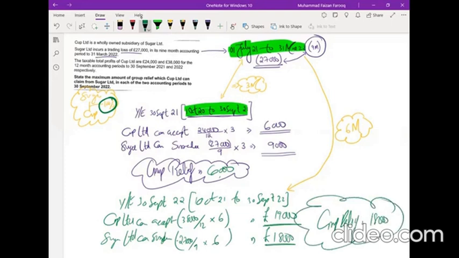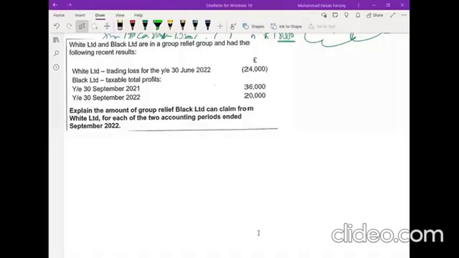And we are done with the corresponding accounting period. I will share one more question. Please tell me the answer on your own, then we will solve it all together. Okay, so you did this one, right? White and black. For the first year, which means the year ended 30th September 21, what did you get for group relief? Give me the final answer.